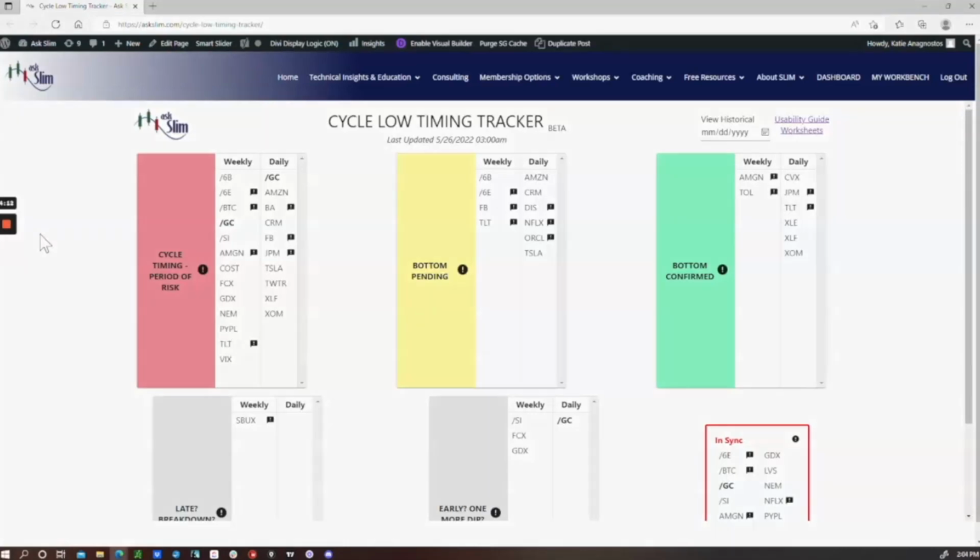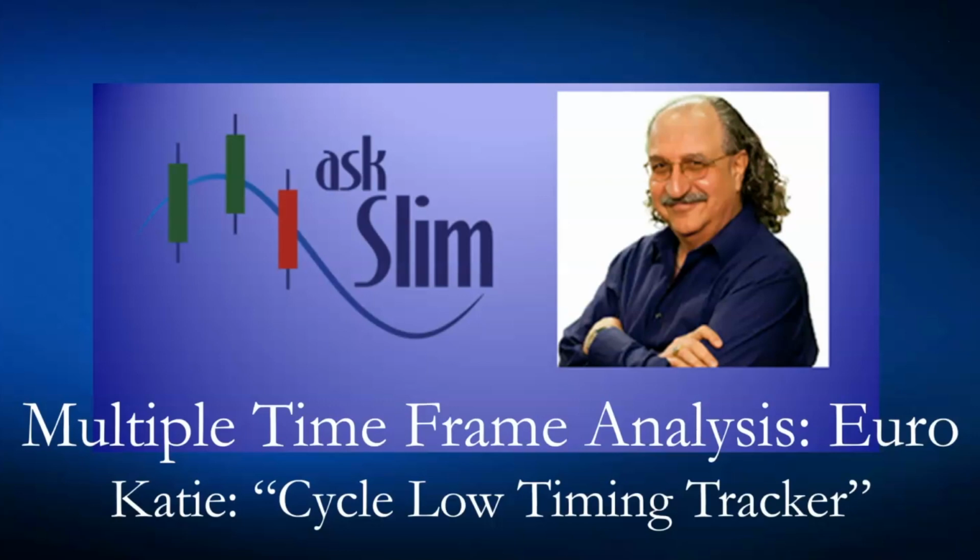As always, Katie, really great work on that. So thanks for showing that. And that cycle low timing tracker is just a must for people that want to have a good sense around those key lows and how to trade right around them. Great work.